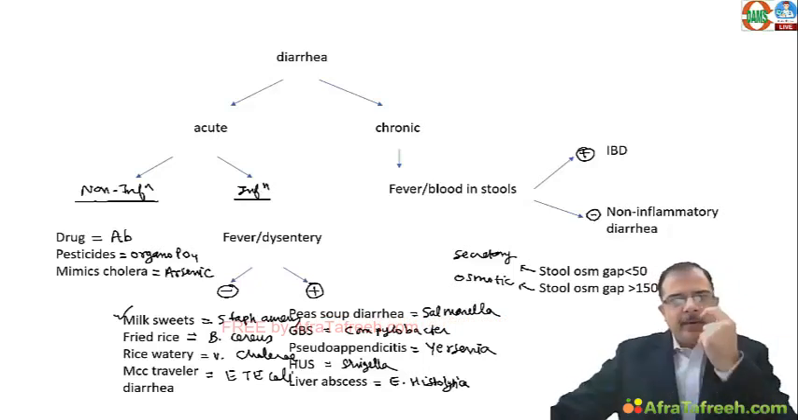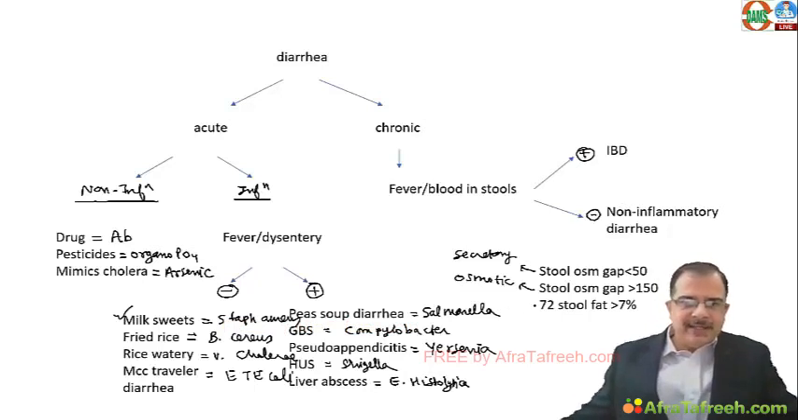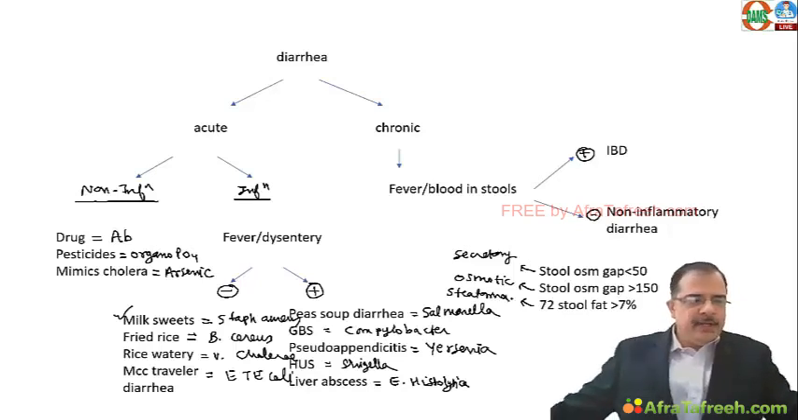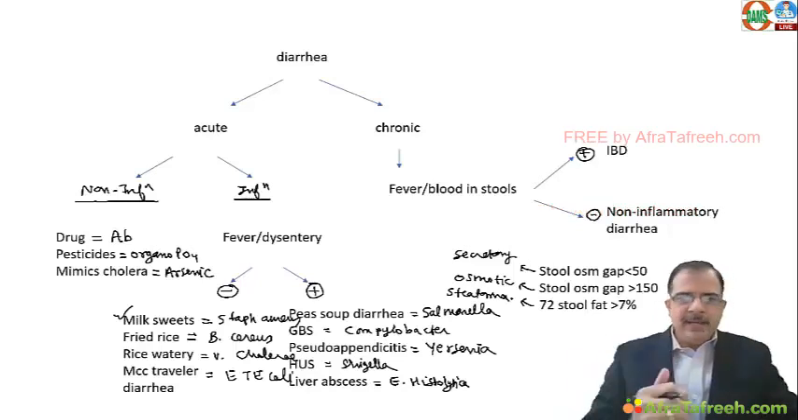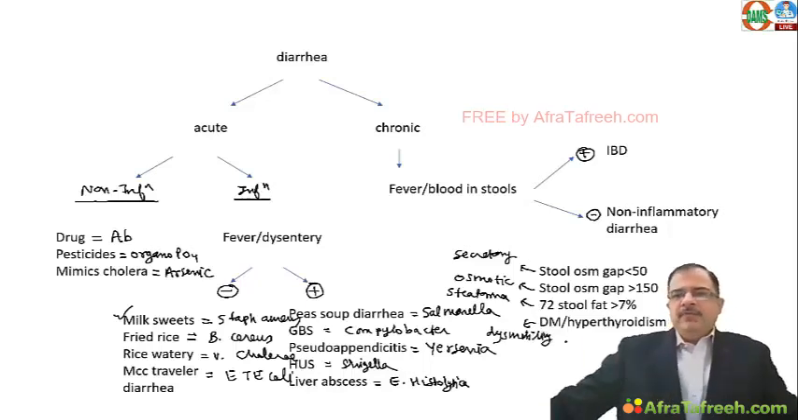So look for this very important investigation, stool osmotic gap. While if stool fat is more than 7%, that means it is a case of steatorrhea, that means due to malabsorption syndrome. While if diabetes mellitus and hyperthyroidism are given to you, this is a dysmotility type of diarrhea. So this is how to make the diagnosis of different types of diarrheas.